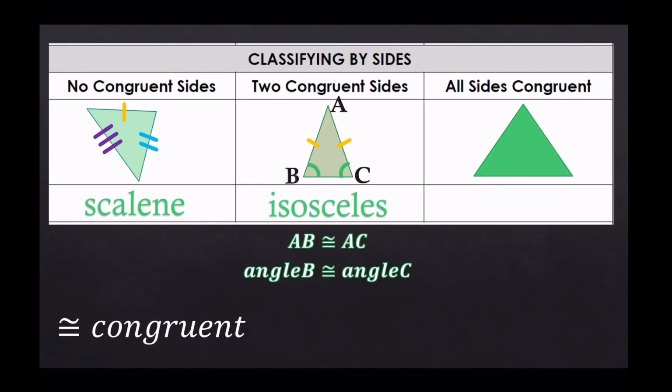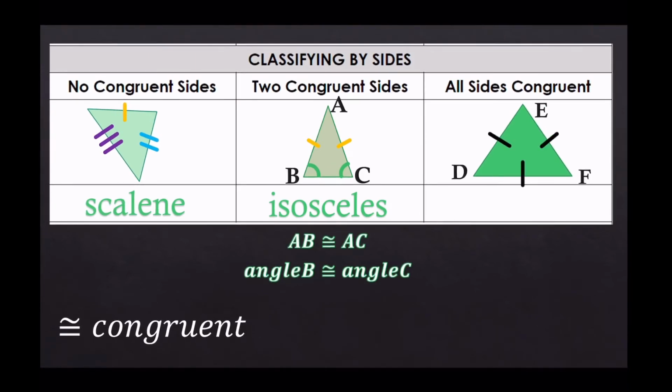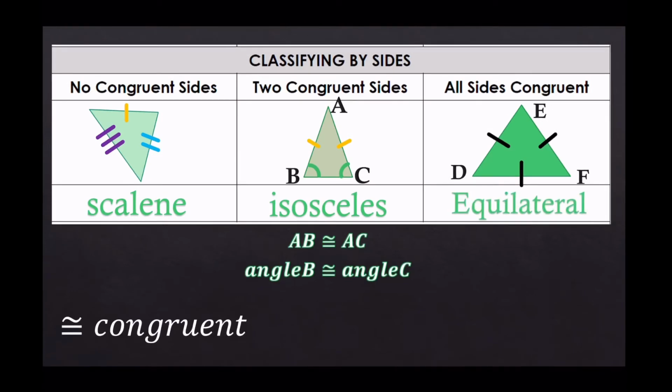So now when all our sides are congruent, what's going to happen is all three sides will have the same marking. If you look back at the scalene, each side had a different number of lines. That means they're different measures. Well, in this third triangle, they all have a single marking, meaning they're all the same. That is an equilateral.